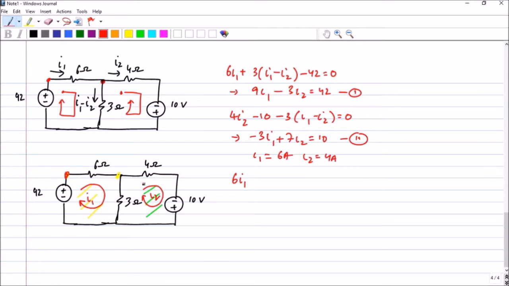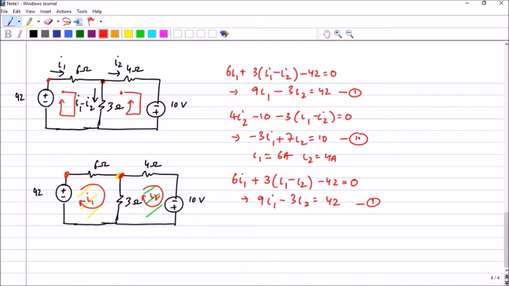Because you have selected the first mesh and your main current is I1 here and you are moving in the downward direction, clearly the current I2 is moving in the upward direction and it is opposing the mesh current I1. Therefore, the downward current will be I1 minus I2. Because we are moving in the downward direction, I can put plus 3 into (I1 minus I2), as I2 opposes I1. Next I reach the minus 42, which is equal to 0. So I get 9I1 minus 3I2 equal to 42. This is my first equation.